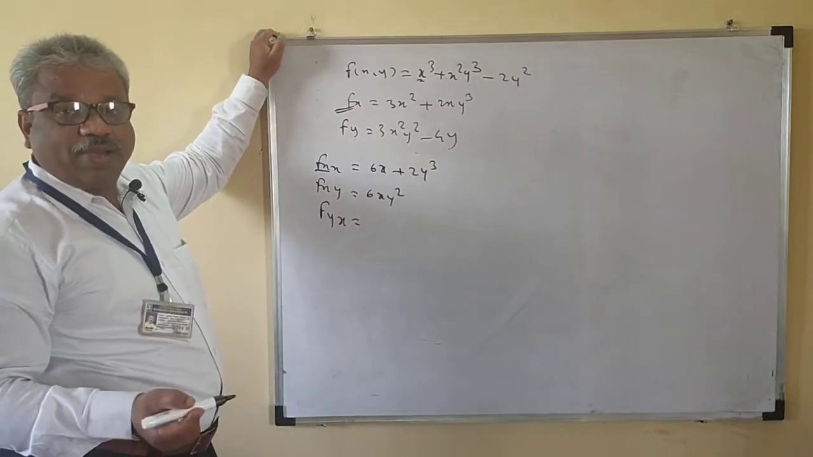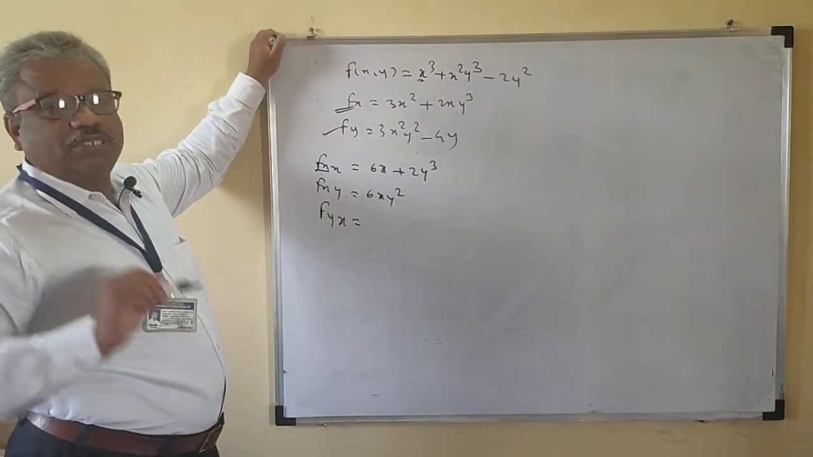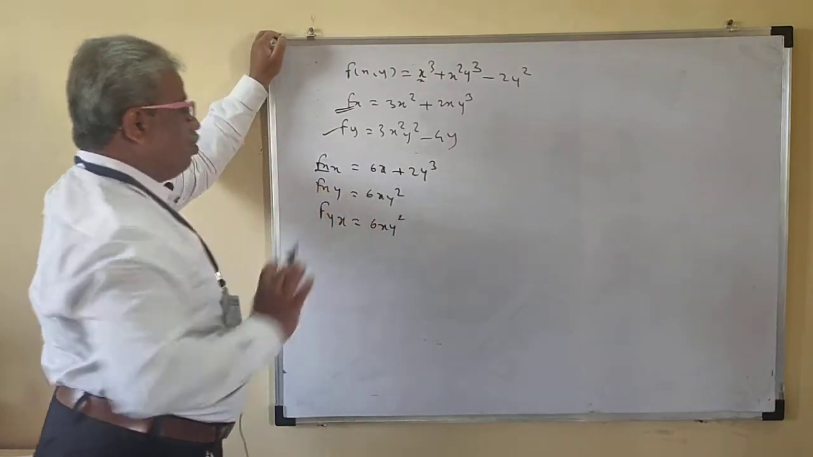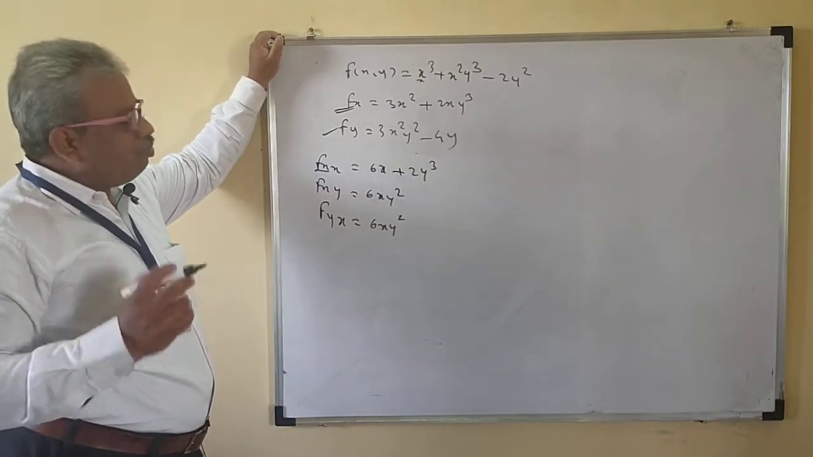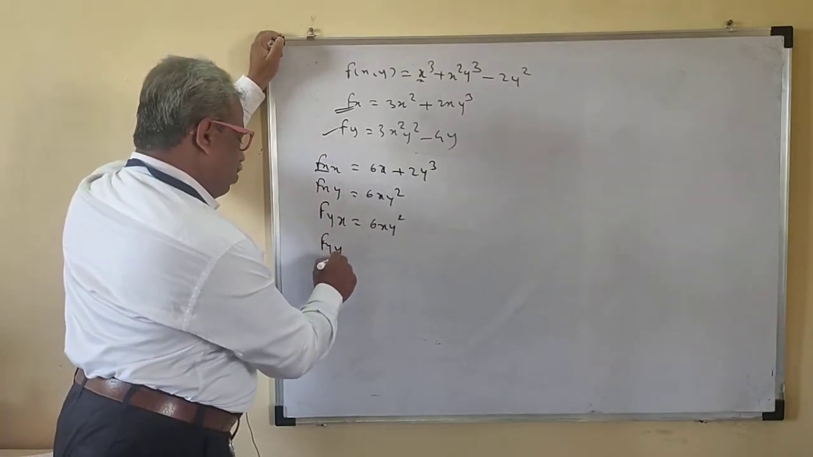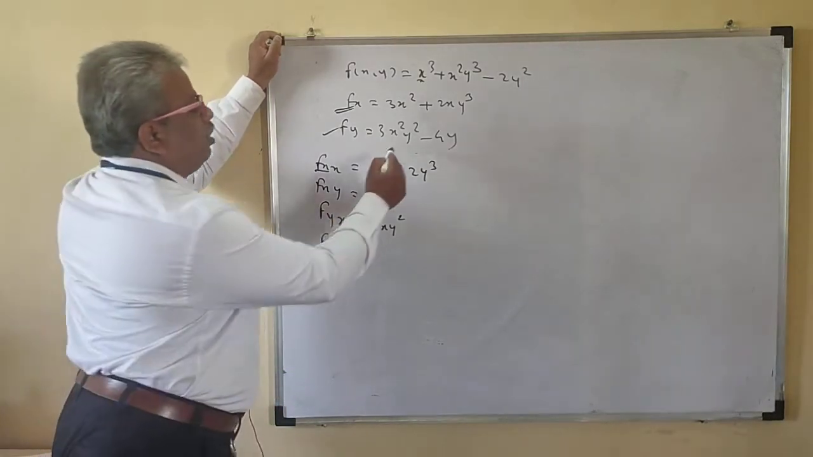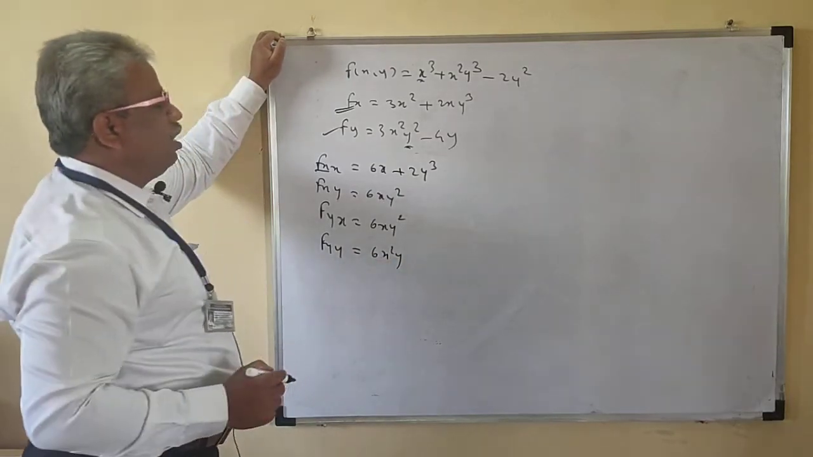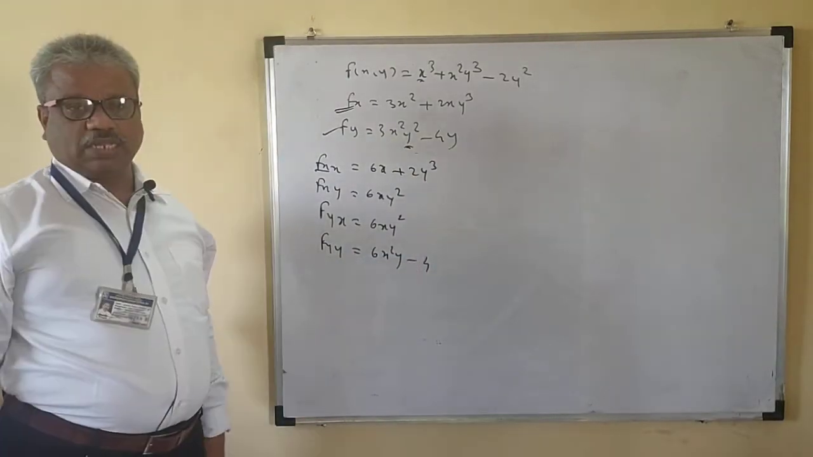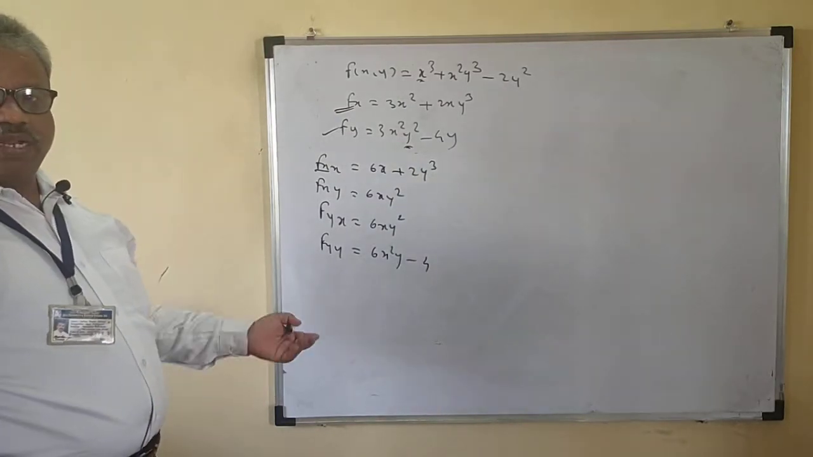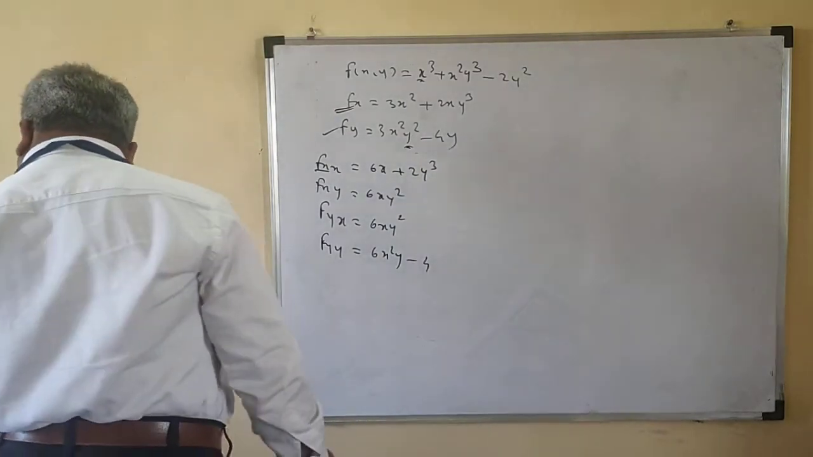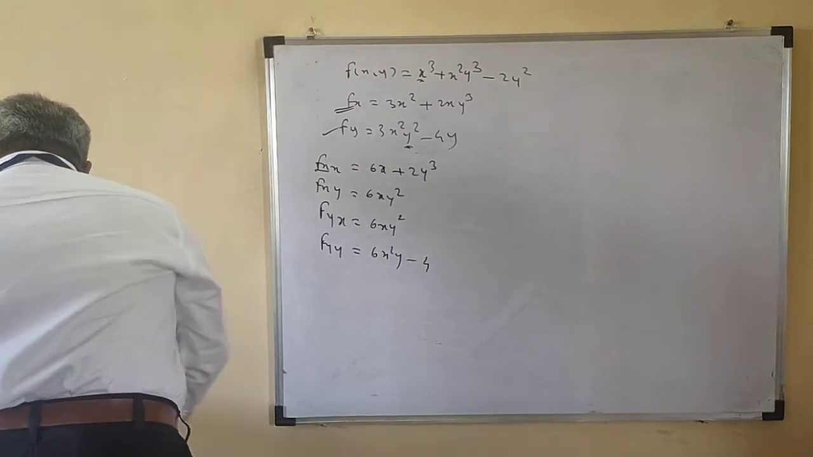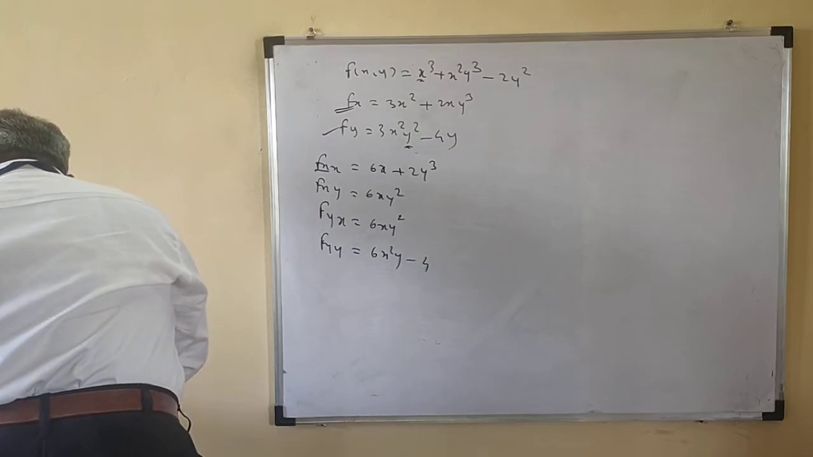Now fyx. You have to differentiate fy partially with respect to x. This is your fy. So this is 6x y square, since y square is constant, and the derivative of 4y is 0 because y is constant. Now fyy. We have to differentiate with respect to y. The derivative of y square is twice y. So this is 6x square y minus 4. These are the partial derivatives. In this way you can differentiate anything. These are the second order ones. Try to solve a number of problems.